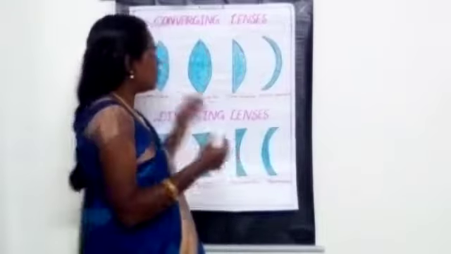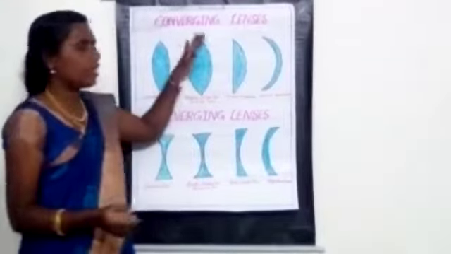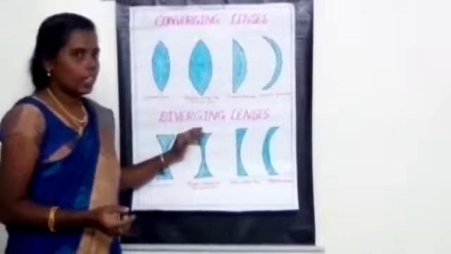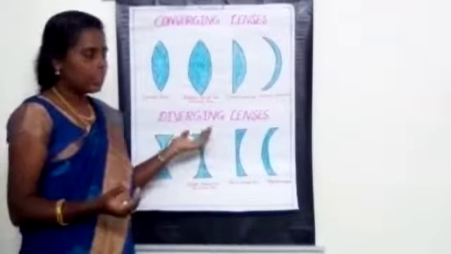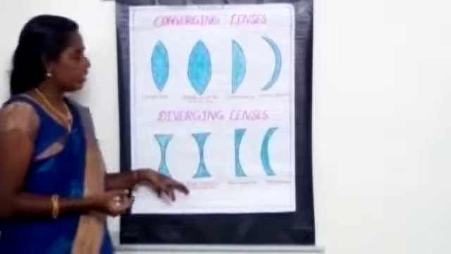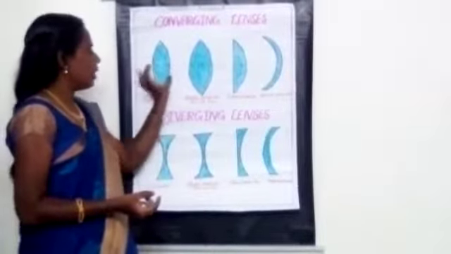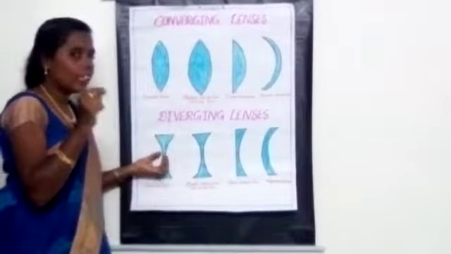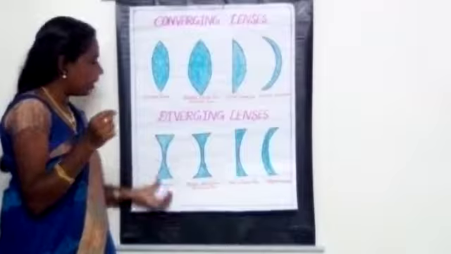So these are the two different types of lenses. What are they? Converging lenses and diverging lenses. Converging lenses are nothing but convex lenses. Diverging lenses are nothing but concave lenses. The convex lens is thicker in the middle than at the edges, and concave lenses are thinner in the middle. The center portion is thinner than at the edges.